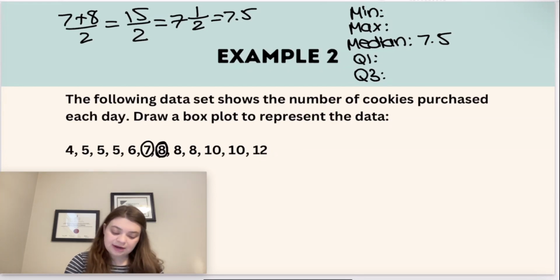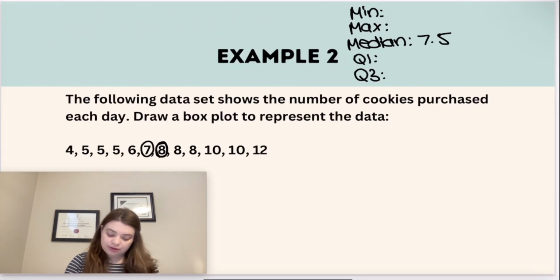Next, let's talk about min and max, because actually those are probably easiest of all. Minimum is just the smallest number, which is 4. Maximum is the largest number, which is 12. So there we go. Then what about Q1 and Q3?